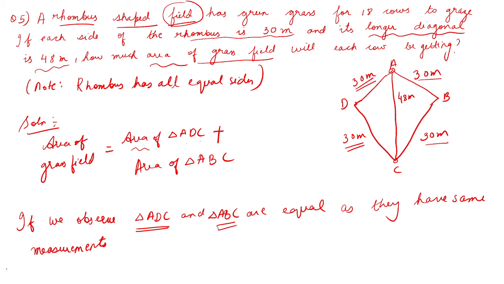So what can I write? I can say area of triangle ADC plus the area of triangle ABC will become the area of the rhombus. Okay, all right.